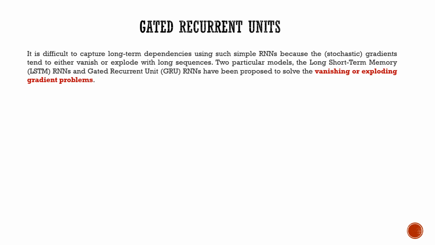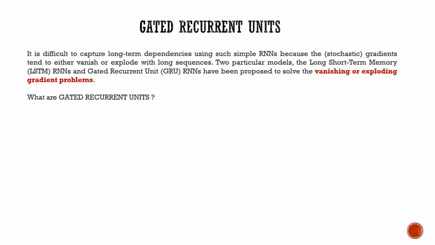These simple RNNs have difficulty capturing long-term dependencies because the gradients tend to either vanish or explode with long sequences. Two particular models, the long short-term memory and the gated recurrent units, have been proposed to solve the vanishing and exploding gradient problems which were seen in the simple RNNs.